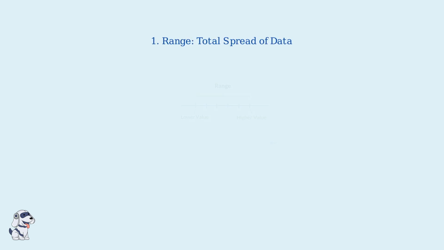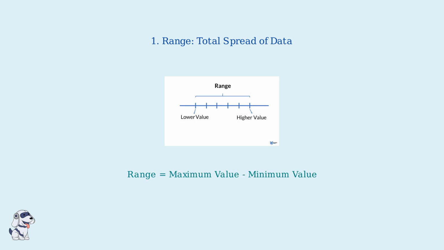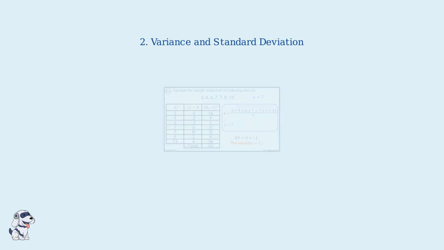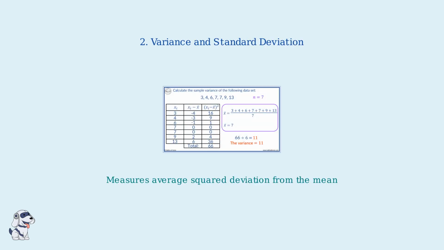There are several key measures of dispersion, each with specific uses. The range shows the total spread from minimum to maximum values. Let's examine each measure and understand when to use them. Variance and standard deviation measure how much individual data points deviate from the mean. Standard deviation is simply the square root of variance and is expressed in the same units as the original data.